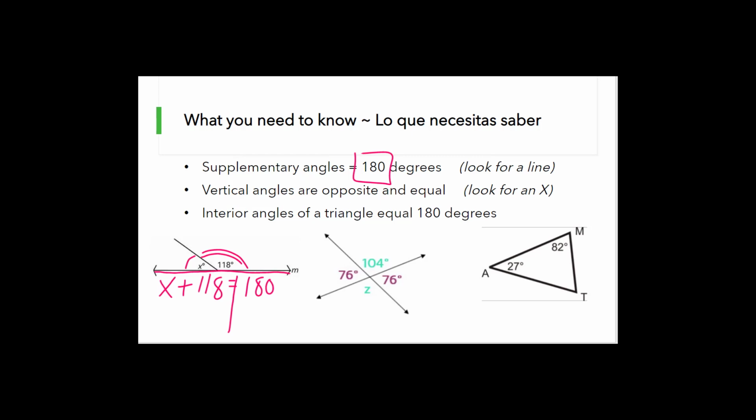I want x alone. So 118 needs to go to the other side. When it crosses the line, change the sign. And 180 is good, and then I'm going to solve.